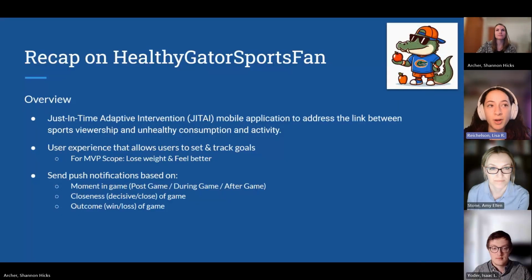Before we get started on our project demonstration, I want to give a little recap on the main purpose and functionality of our project. We have developed what is called a just-in-time adaptive intervention mobile application for both Android and iOS, which means this is an application that uses real-time notifications to modify user behavior, and we have done this in order to address the link between sports viewership and unhealthy behavior through notifications based on live game statistics.